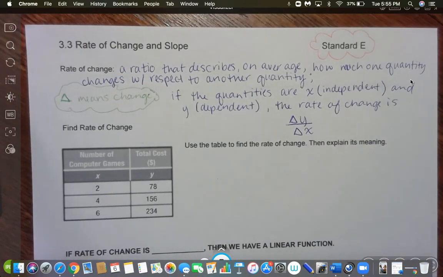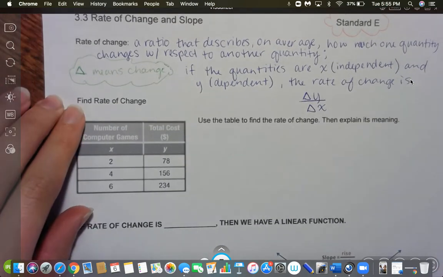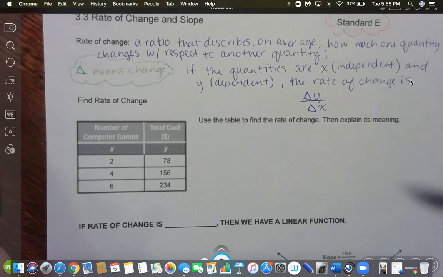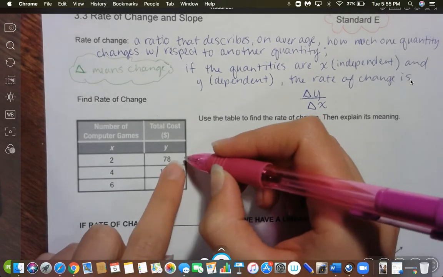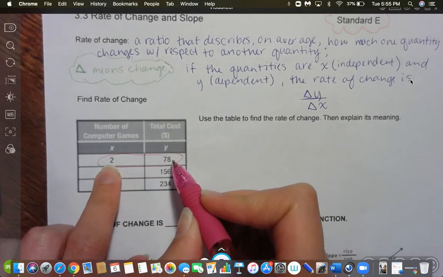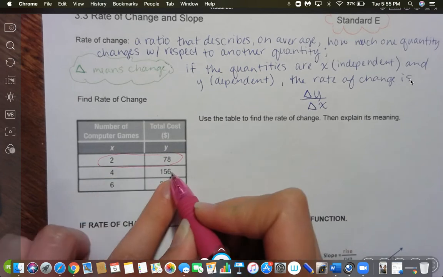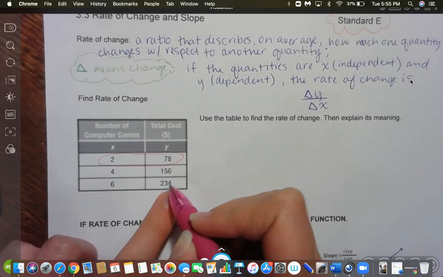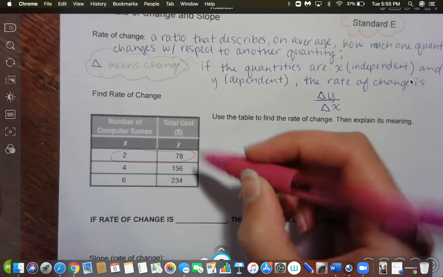All right, that was a long definition and kind of confusing. So let's just look at it in an example. It says find rate of change. We're going to use the table to find the rate of change and then explain its meaning. We're going to find the rate of change through rows. For this row, with this x value, we get this y value. So we're going to look at the change between rows.